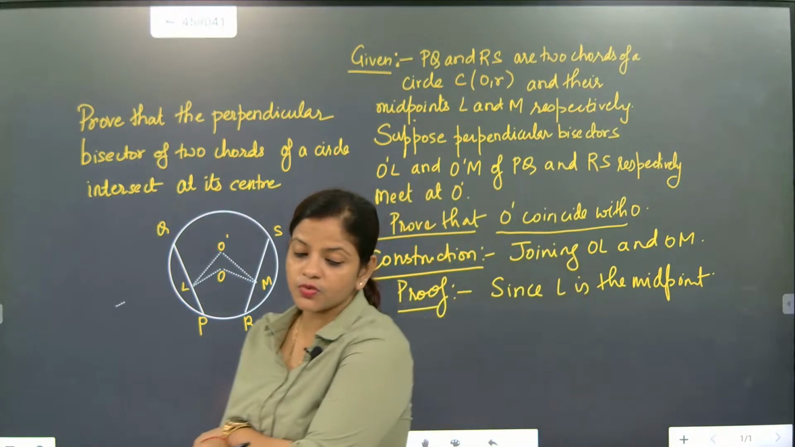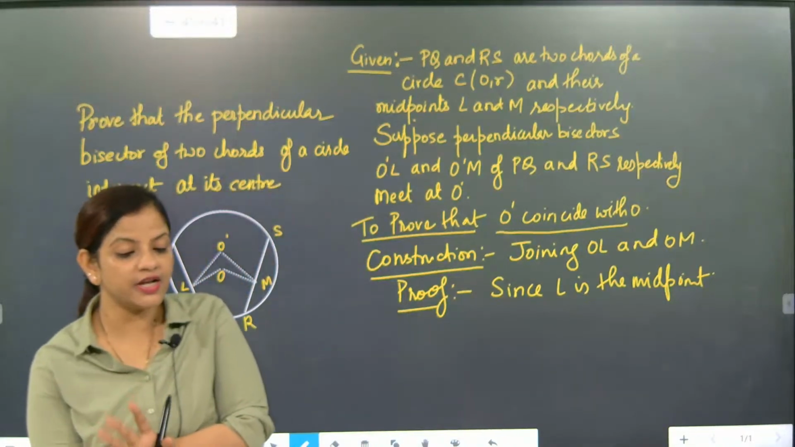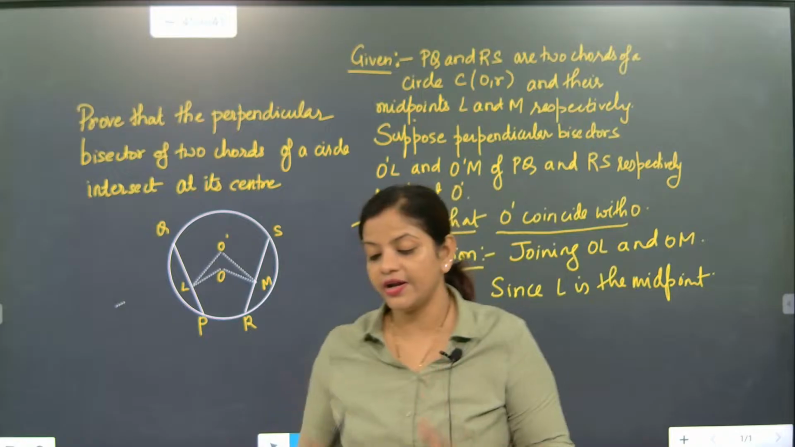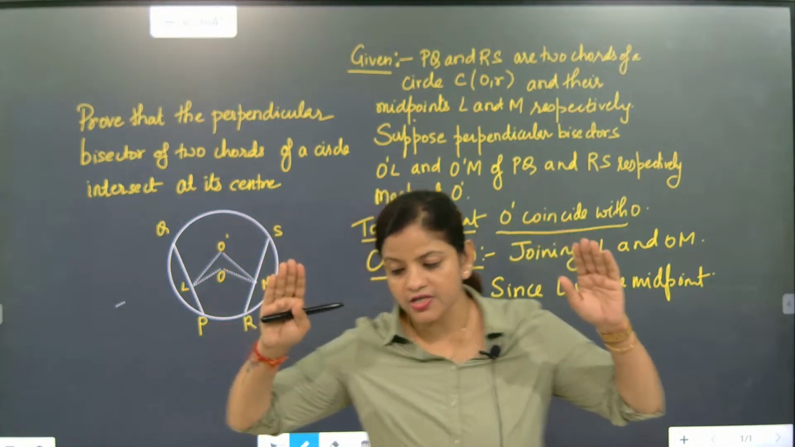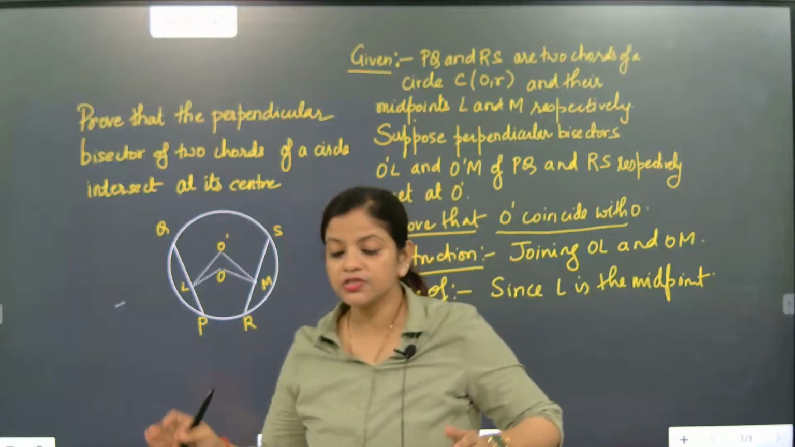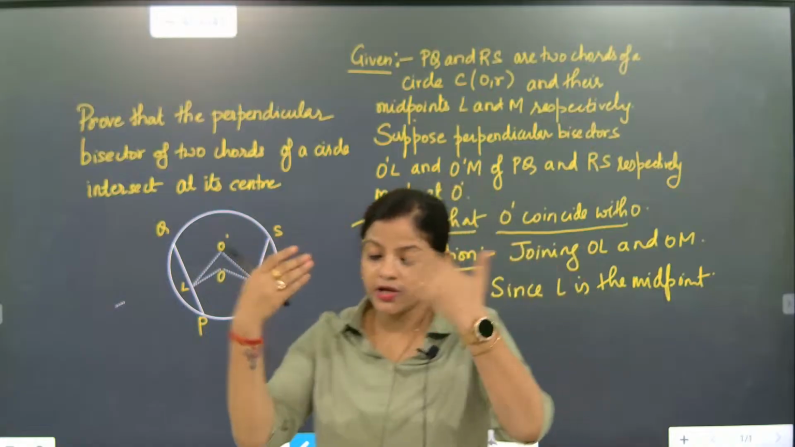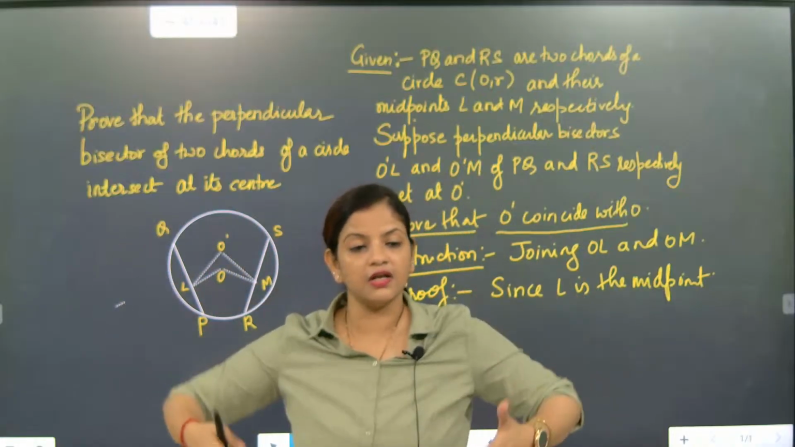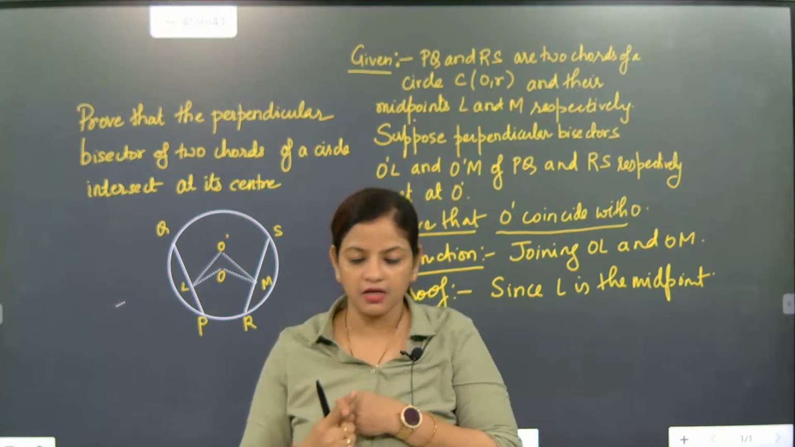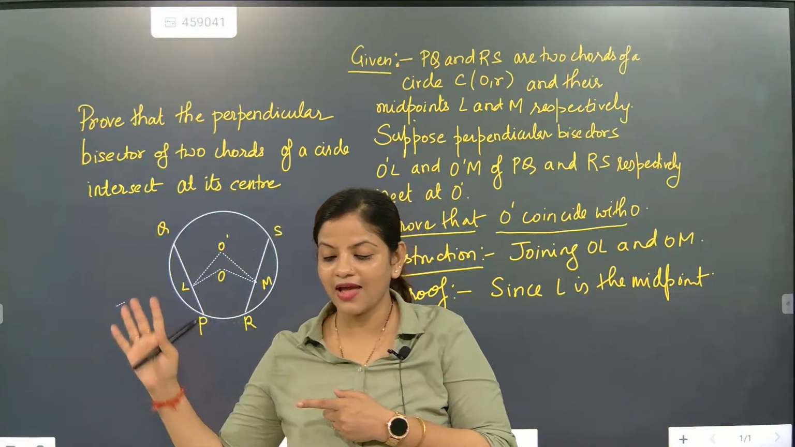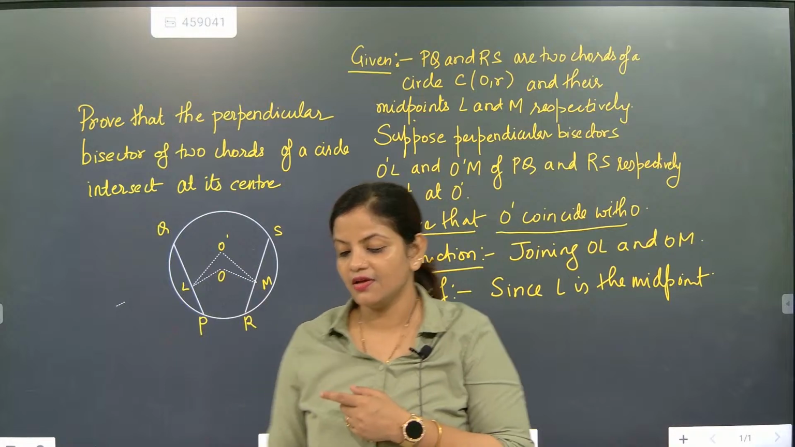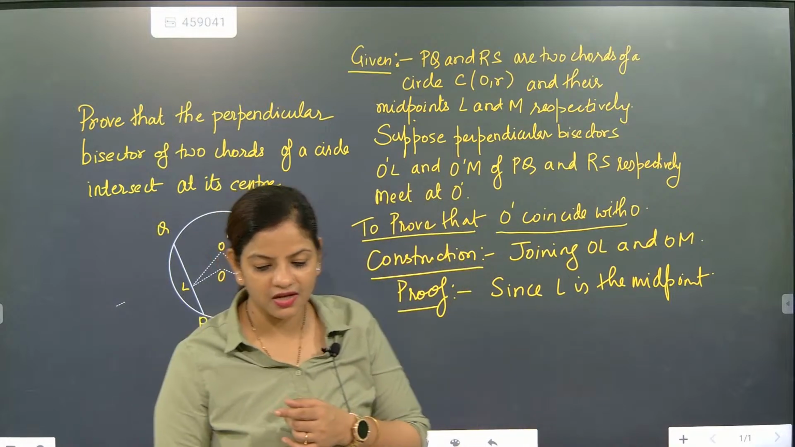In absence of this question, you won't be able to understand anything. The most important part here is that you need to identify and write down that the perpendicular bisectors drawn from the two chords of a circle have a common center, and that common center is what we are finding.